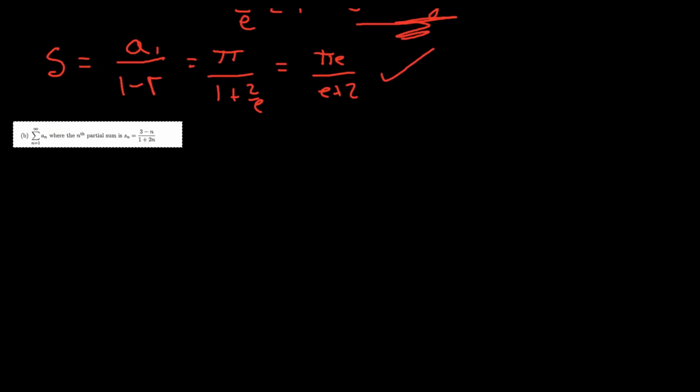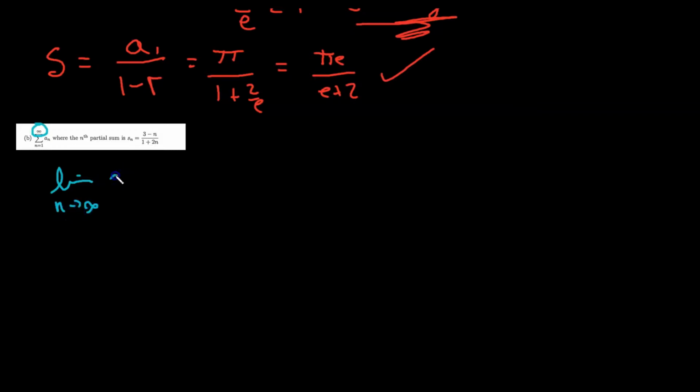Alright guys, this is another easy one. You can see here that this is an infinite series because we have infinity over here. So for an infinite series, we can find what it converges to by the expression limit as n approaches infinity of your Sn, and our Sn is given here. It is equal to the limit as n approaches infinity of 3 minus n over 1 plus 2n, equals.